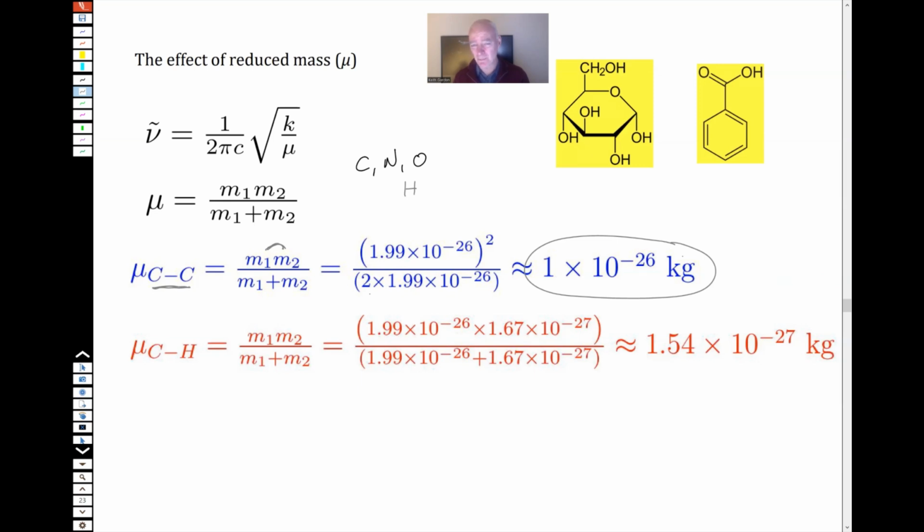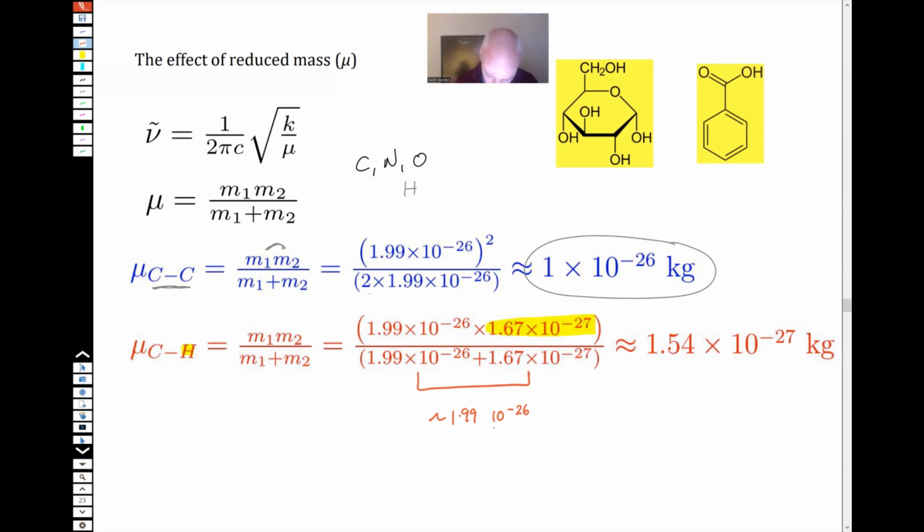Things get very different when you put hydrogen in. It's a couple of things to appreciate. So first, when you put hydrogen in, hydrogen has a mass of only 1.67 times 10 to the minus 27. So we just think about some quick and dirty math here. The denominator in the bottom line is roughly about 1.99 times 10 to the minus 26. Just quick and dirty.